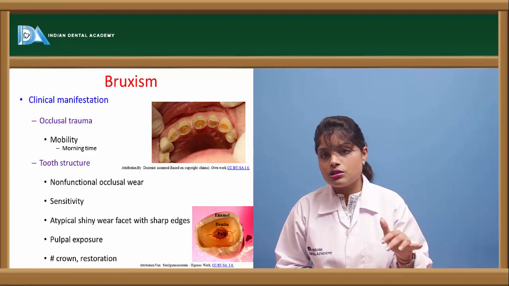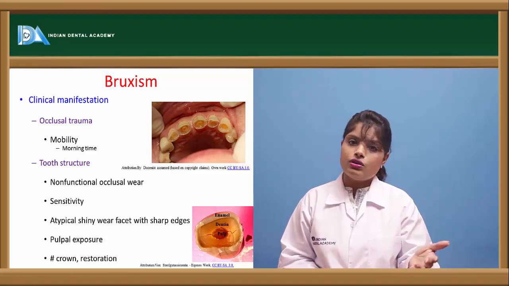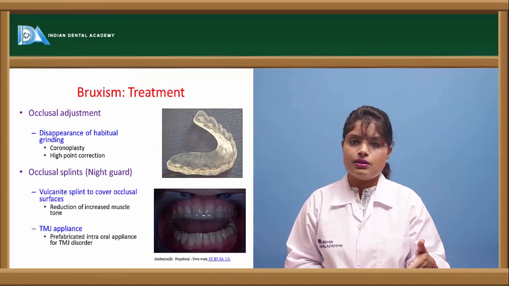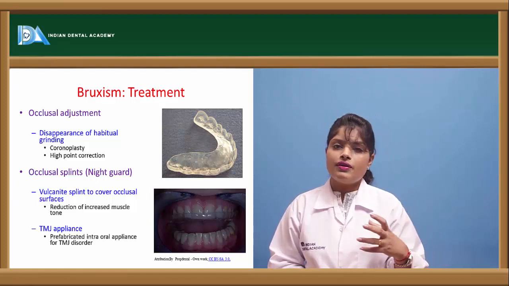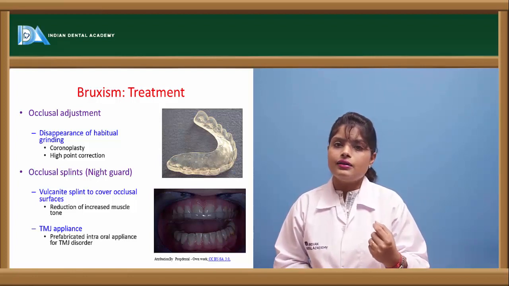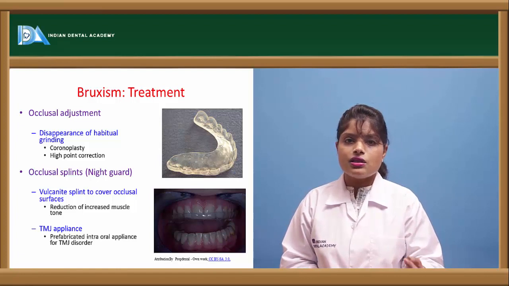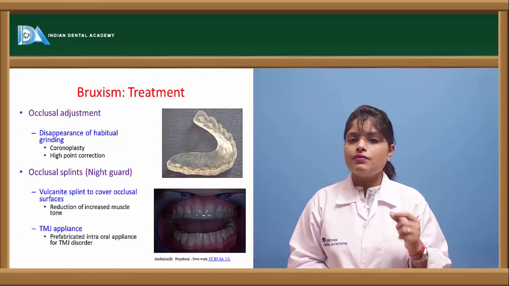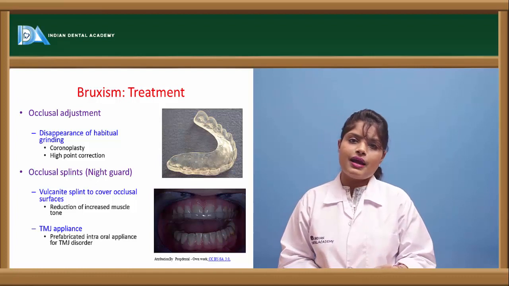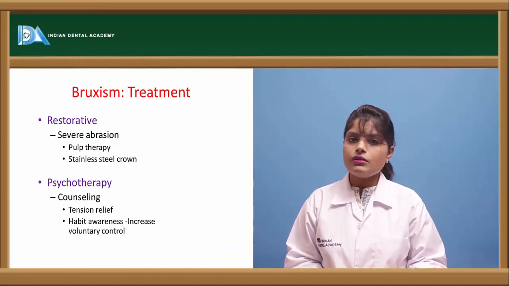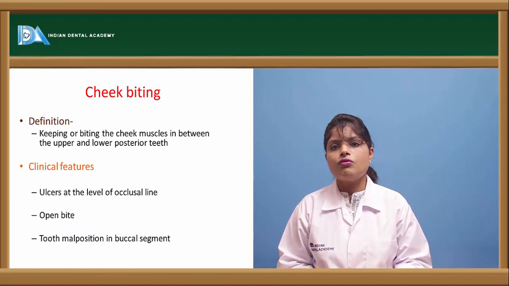Sometimes if the dentine is exposed, it may lead to sensitivity of the teeth, and even pulpal exposure may occur, so it may lead to management by root canal treatment and crown placement. Now, what is the management of bruxism? We can give a night guard or an acrylic plate to prevent the teeth from grinding together, and this is a preventive therapy. Then the treatment can be root canal treatment or use of a desensitizing agent if the dentine or the pulp is exposed. Then if there is a problem or pain in the TMJ, we use prefabricated intraoral appliances for the TMJ disorder. Further, pulp therapy or stainless steel crowns and tension relief can be given to the patient for the treatment of bruxism.